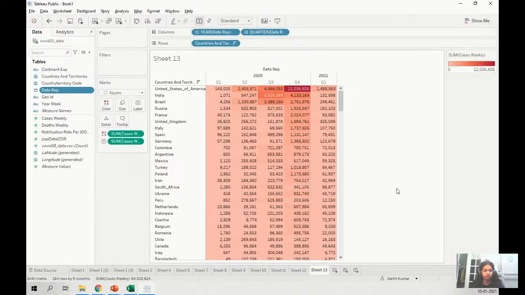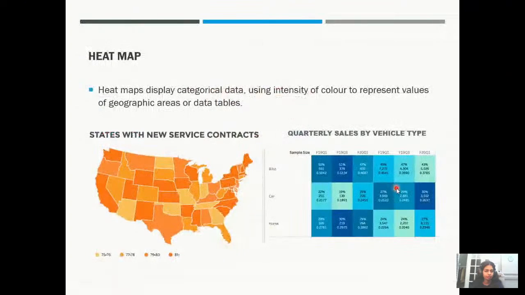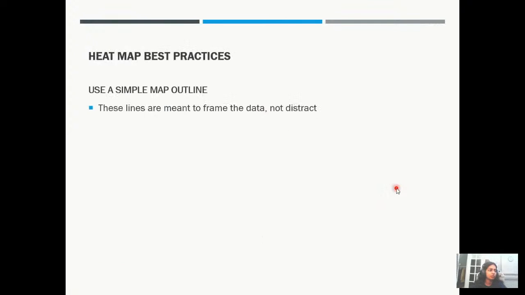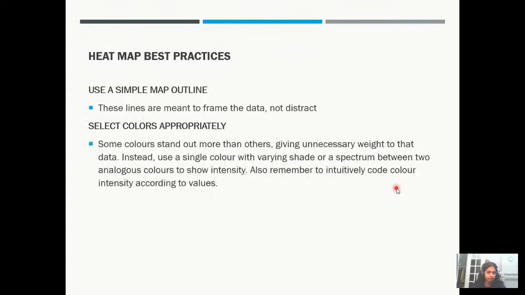Okay. Going back to heat map best practices. Use a simple map outline. These lines are meant to frame the data, not to distract. Select colors appropriately. Some colors stand out more than others, giving unnecessary weight to the data, like we saw with how the United States numbers are influencing. Instead, use a single color with varying shade or a spectrum between two analogous colors to show intensity. Also, remember to intuitively code color intensity according to values.